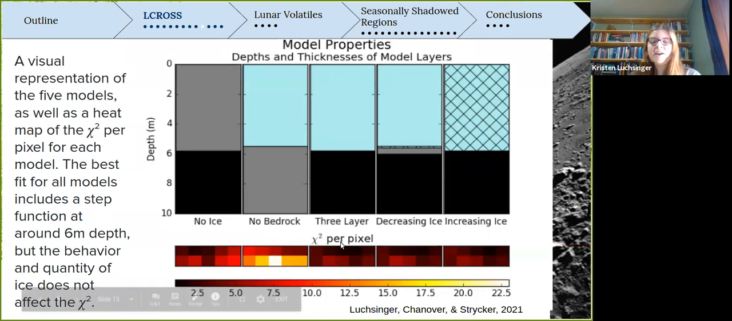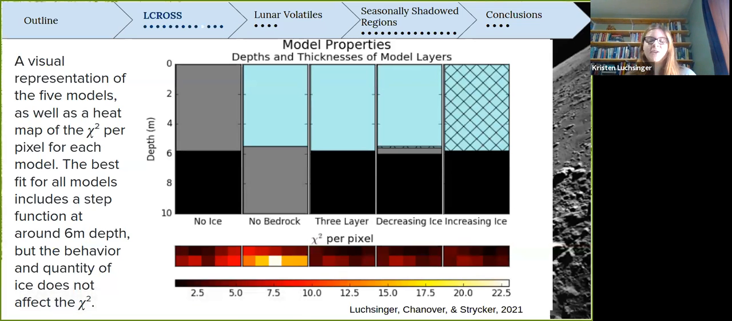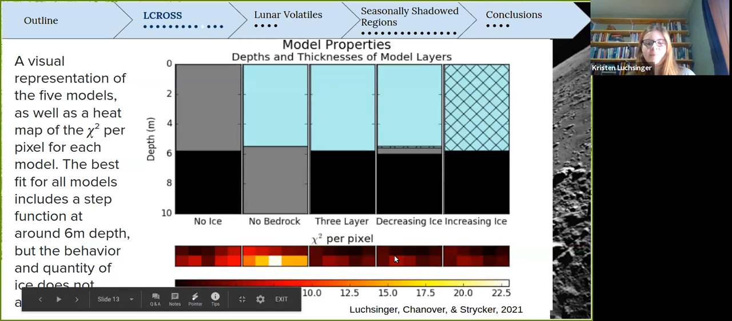And here I show the chi-squared per pixel for each of these models. So if you remember, there were 2 layers, and then as you get further out, you're getting towards the edge of the plume. You can see that there's consistently a higher chi-squared in the lower left. This is actually because of the shape of Cabeus crater. The ridge kind of goes up in that area, so the signal to noise of the plume is generally lower, and so you get generally higher chi-squared. So that's going to be consistent across all of the models.